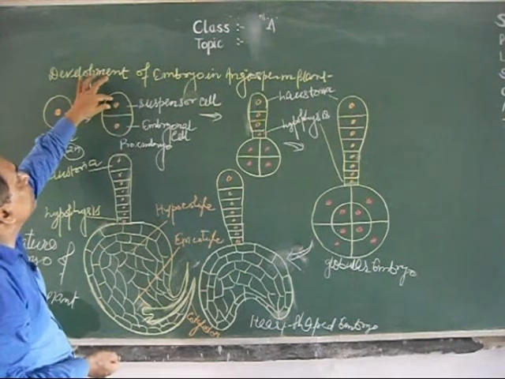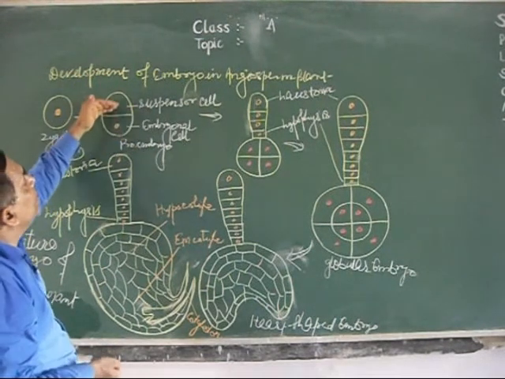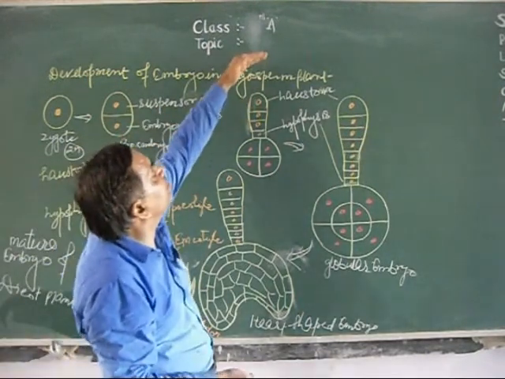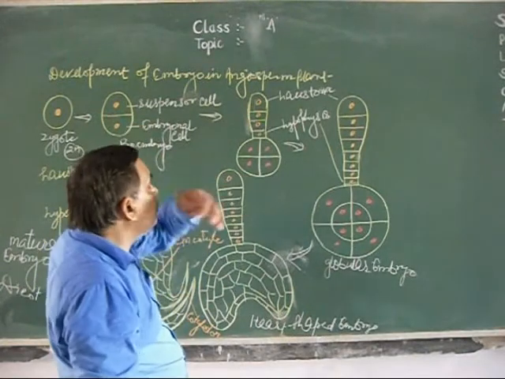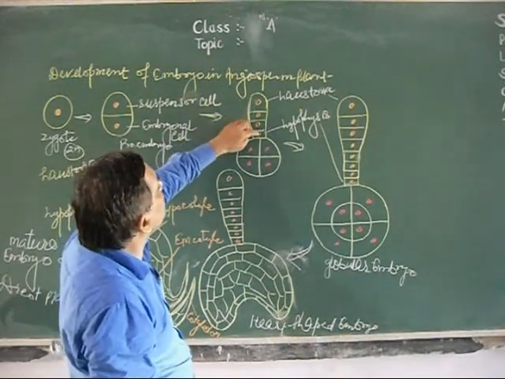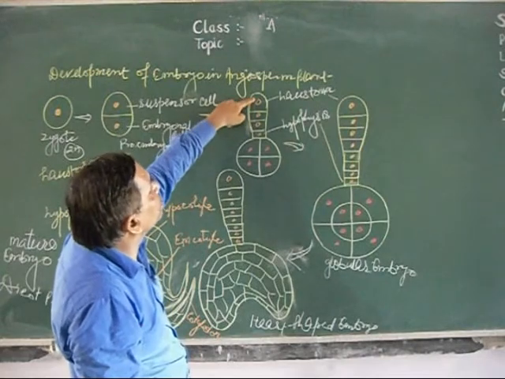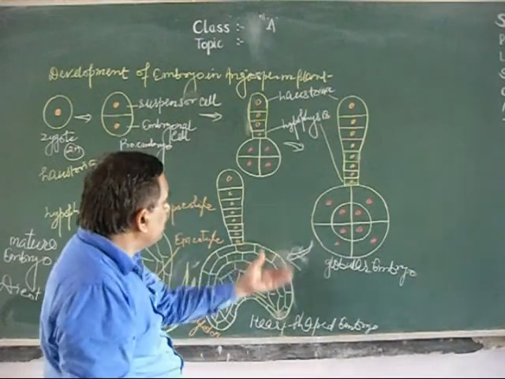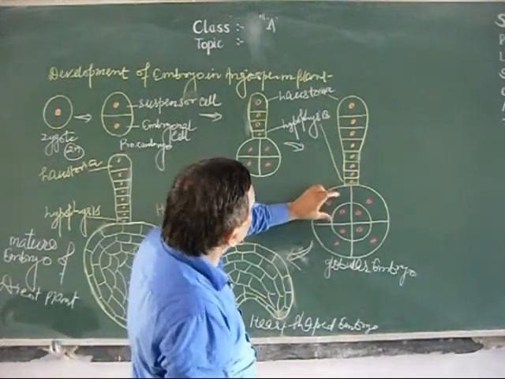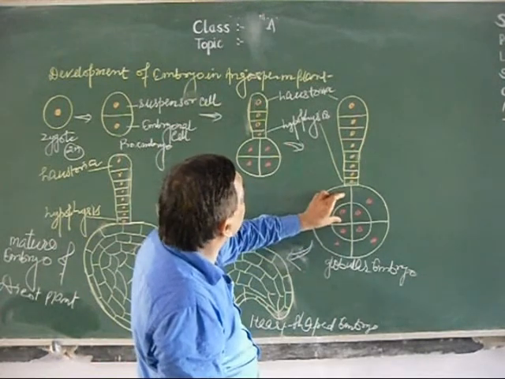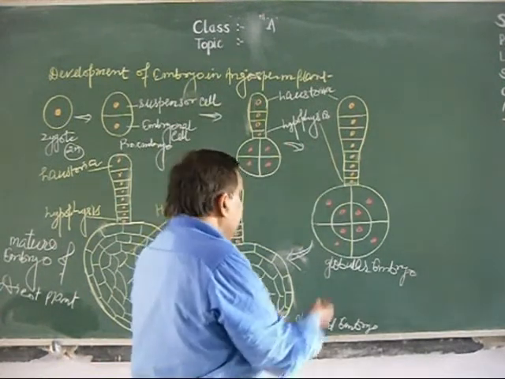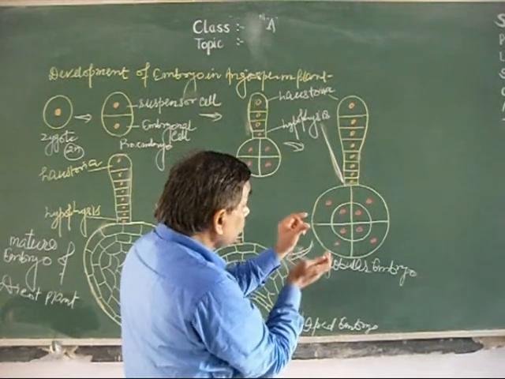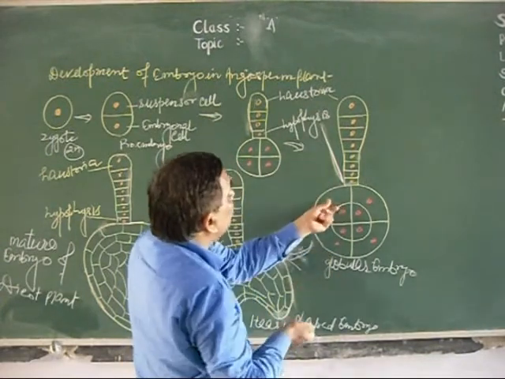The cell which is present near micropyle, that is called as suspensor cell, and the one away from micropyle, that is called as embryonal cell. Suspensor cell undergo linear division. Embryonal cell also undergo division. So the suspensor cell produce hypophysis and terminal cell of this called as haustoria, and the embryonal cell divide to form this globular embryo.